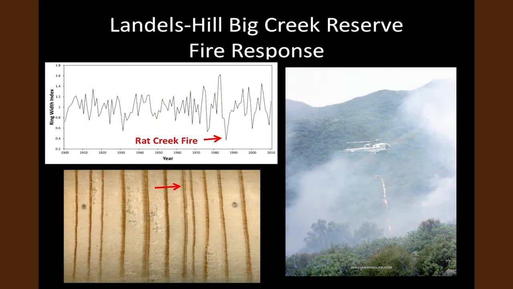We can also see fire responses. This is a chronology from Landels-Hill Big Creek Reserve. This is the southernmost of our coast redwood sites. It's on the Big Sur coast. We have a known fire in 1985, and 1985 is this ring right here. We have the response in the following year as the trees are reinvesting into rebuilding their crowns and leaf area. So we can see fire responses as well as fire scars.